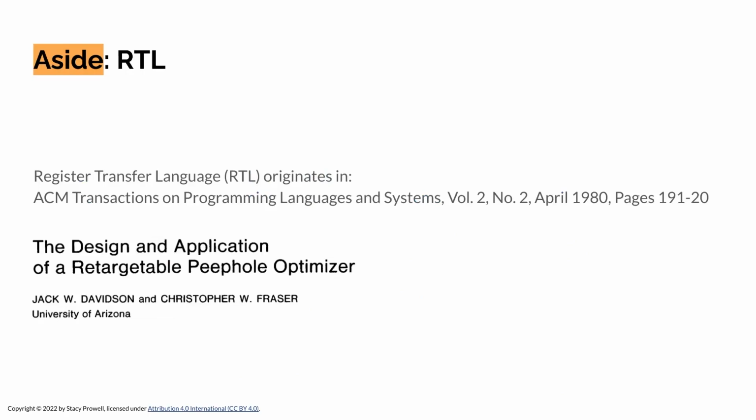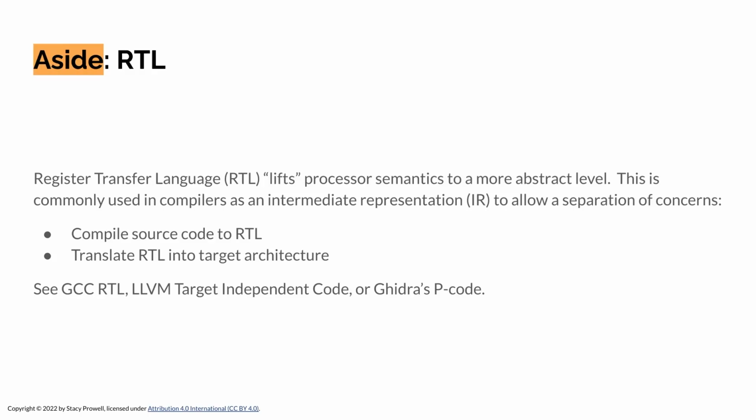So, what is RTL? RTL is Register Transfer Language. It originates in this paper, the design and application of a retargetable peephole optimizer. I'm not going to explain what a peephole optimizer is. You can look it up. It's a clever little technique where I sort of set a window and I walk through the code looking at that window on that set of instructions. You can have a field day with that. But what it is, it's an intermediate language. It lifts the processor semantics to a more abstract level.